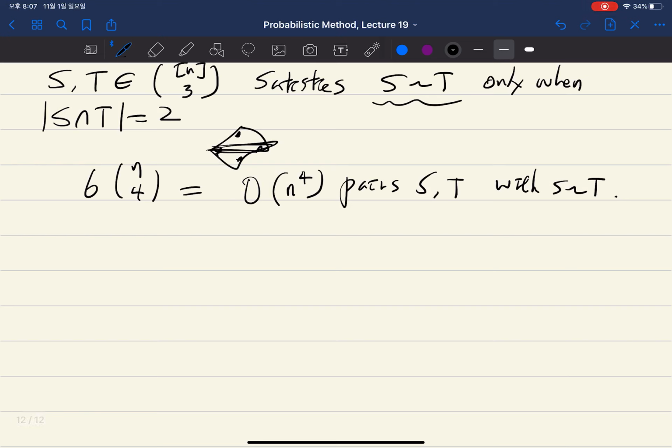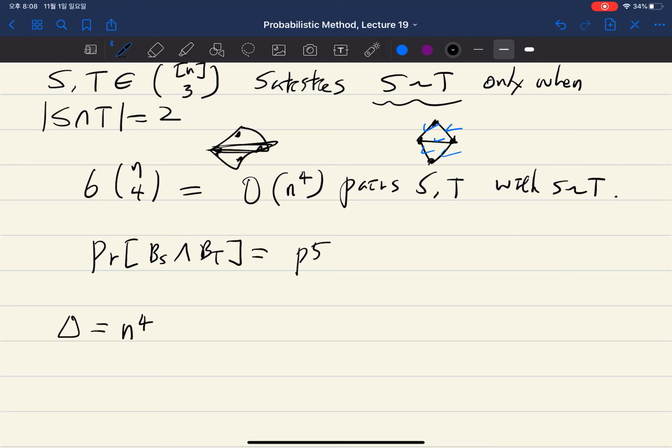And for those S and T, the probability that both bad events happen is p to the 5, because the probability that both of them happen is that these 5 edges are all present. So delta is n to the 4 times p to the 5.